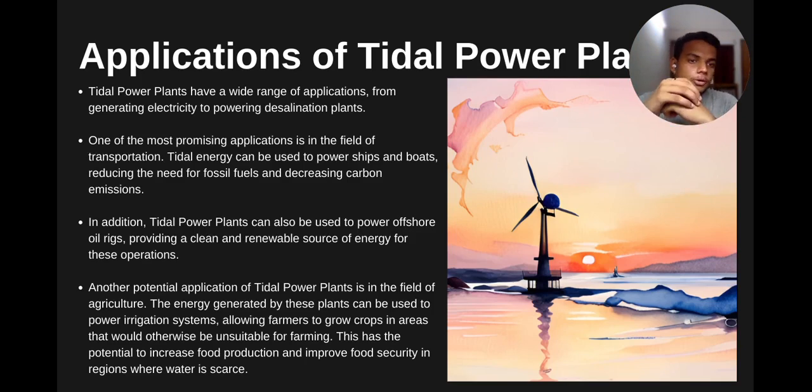So, of course, if the food production is more, then we are not going to suffer from any dangers of food scarcity or anything else. Thus, it improves and bolsters our food security. In regions where water is scarce, of course, it helps in transporting water and powering irrigation systems where water is scarce, and otherwise, we would not be able to use that land to its full potential.